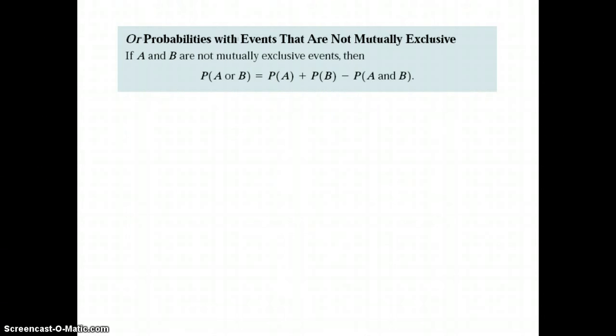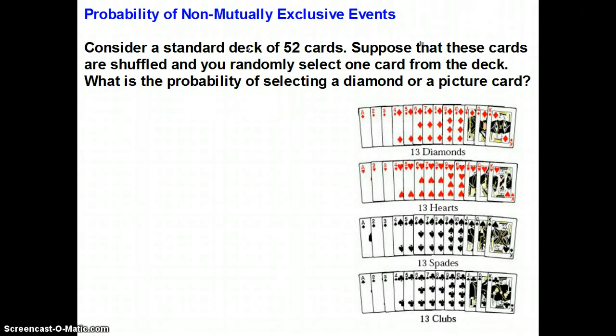We're going to look at OR probabilities with events that are not mutually exclusive. So here we have, if A and B are not mutually exclusive events, then we find the probability of A or B occurring by adding the probability of A to the probability of B, and then subtracting the probability of A and B both occurring. Let's go ahead and see this within the context of a problem.